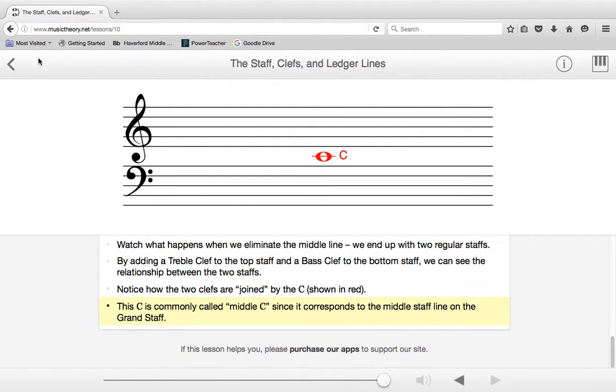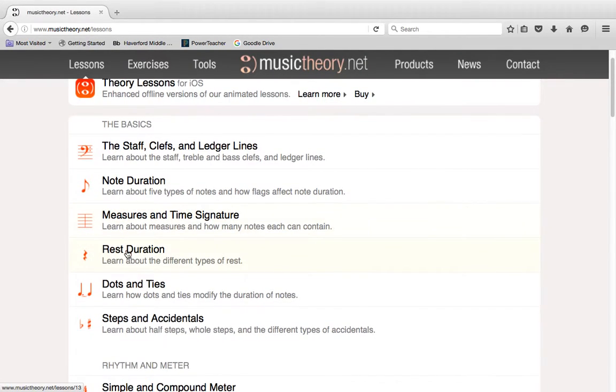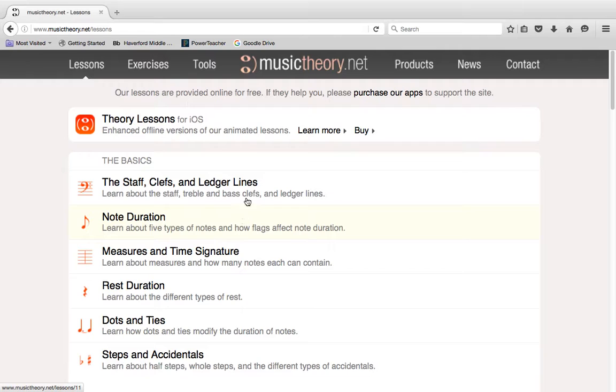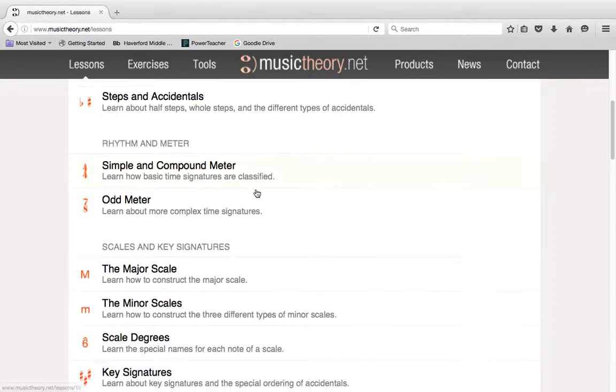Okay, so those are the lessons. And you can always click back and you can go on to the next one, note duration. Okay, same thing. Bolded words are important, they're the vocab words, and you just keep moving through the lesson. You can hit back. Okay, so these are all the lessons.